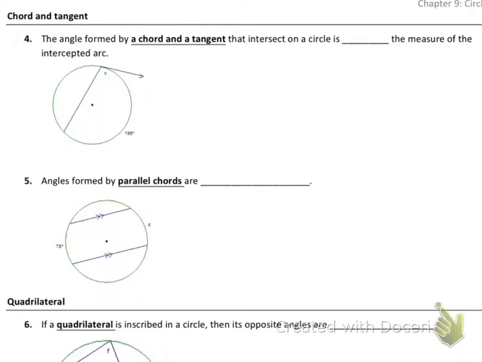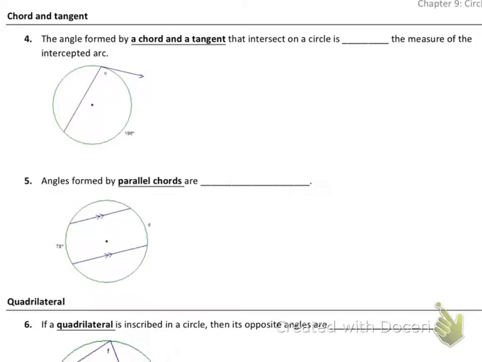So the angle formed by a chord and a tangent. If I have a chord and a tangent, it doesn't make 90 degrees. The only way it's 90 degrees is with a tangent and a radius. That equals 90 degrees. This does not equal 90 degrees because it's not going through the center, so it's going to be a little different.